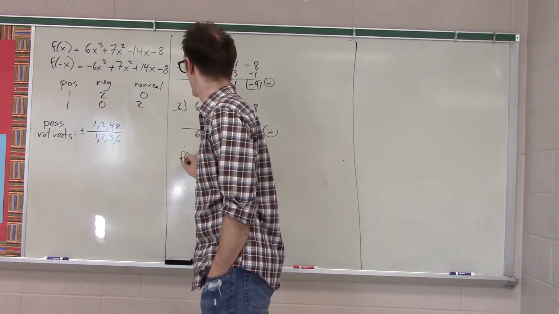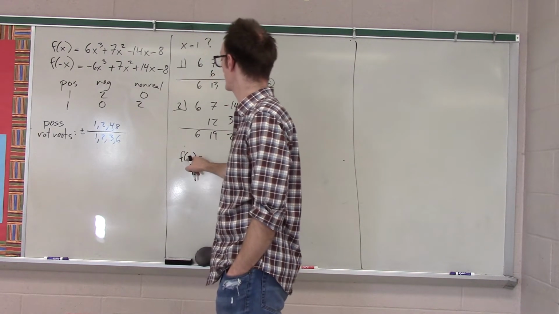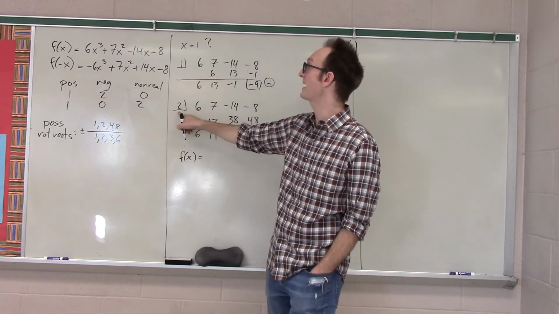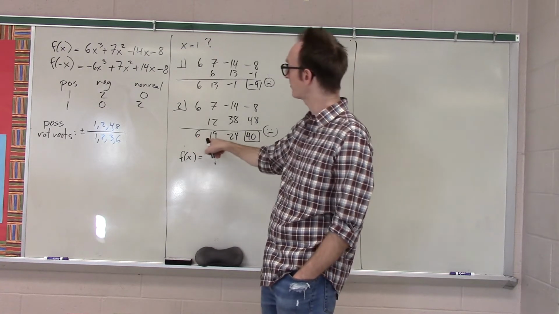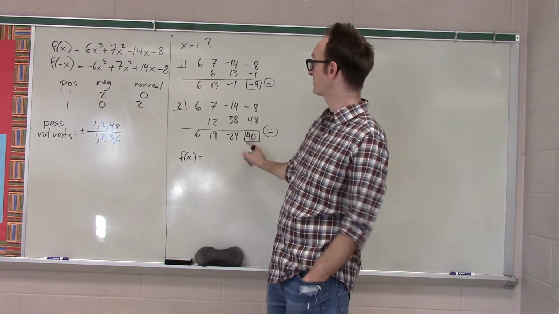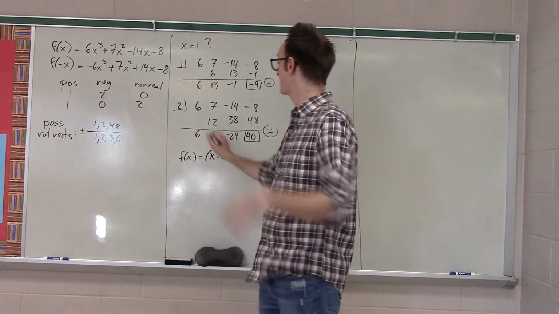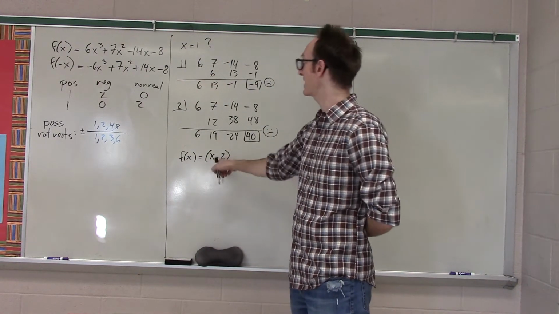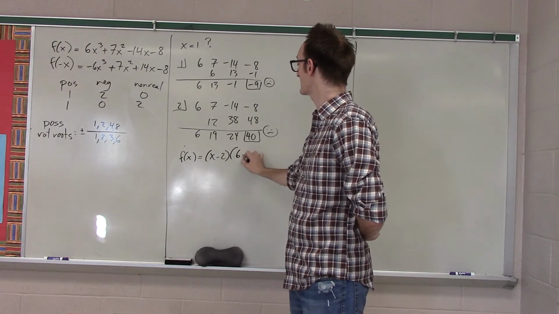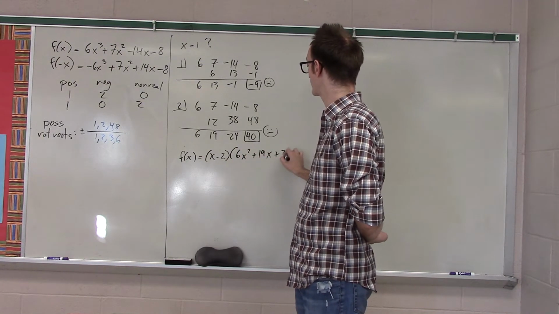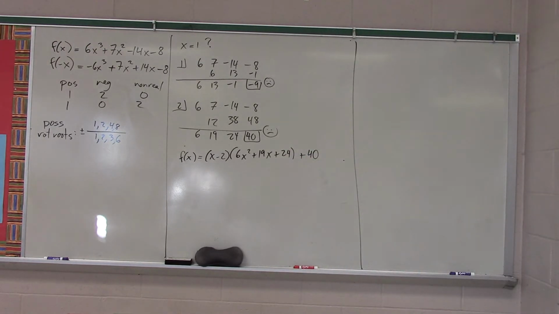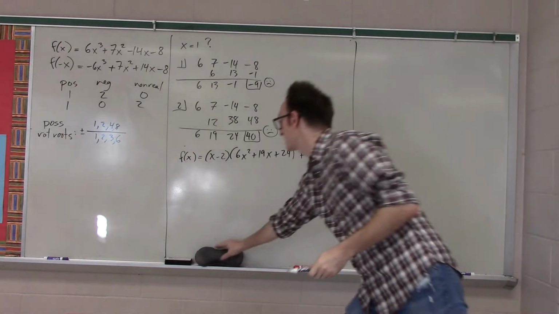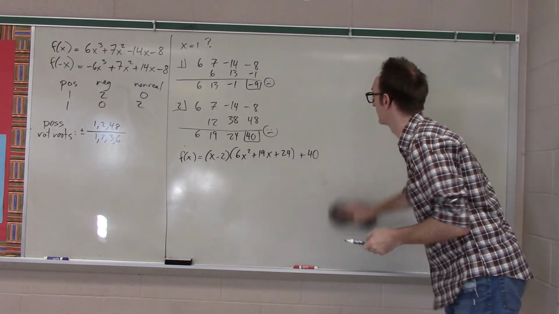To be more careful about this, what really happened here when I tried to see if 2 was a root was I divided through by x minus 2. And when I divided through by x minus 2, I got 6x squared plus 19x plus 24 with a remainder of 40. Which means that this polynomial can be represented as x minus 2 times 6x squared plus 19x plus 24, plus 40. And writing the polynomial in this form reveals that there cannot be any roots in this polynomial beyond 2.